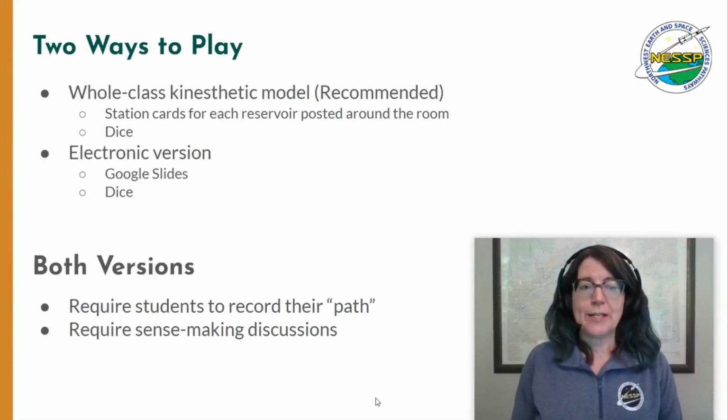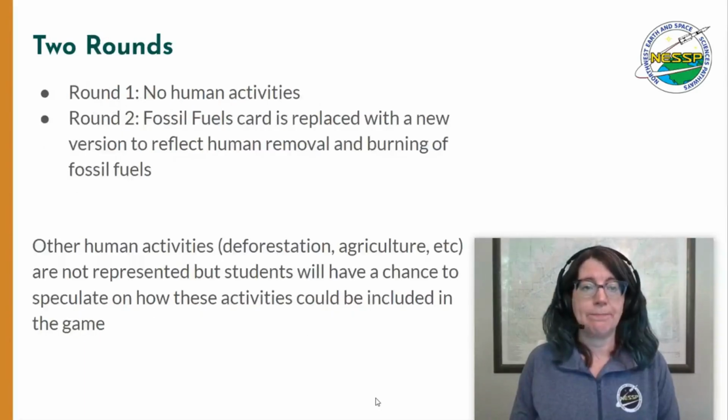We've provided two ways to play. We recommend the whole class kinesthetic model, which includes station cards, and you will also need dice. There's also an electronic version if for some reason you can't use the recommended kinesthetic model. Both versions require students to record their path through the carbon cycle on a recording sheet, and both versions require students to engage in sense-making discussions to make sure that they understand what the model is demonstrating.